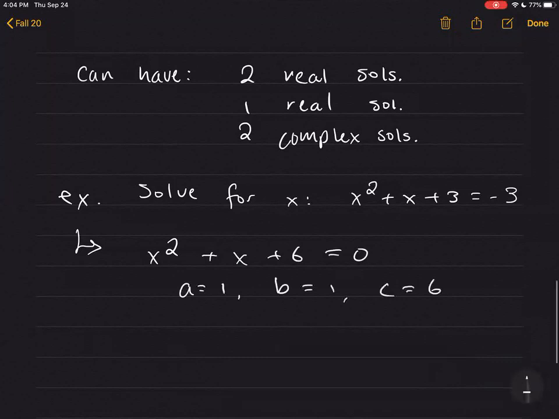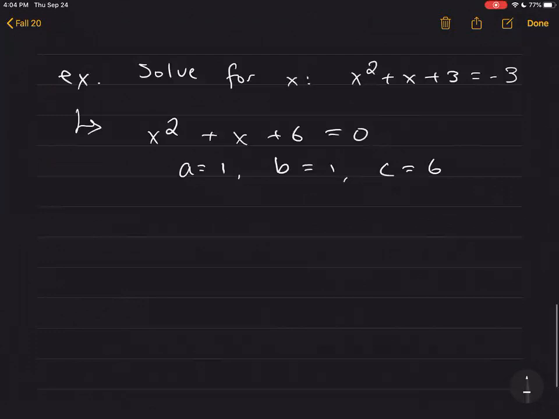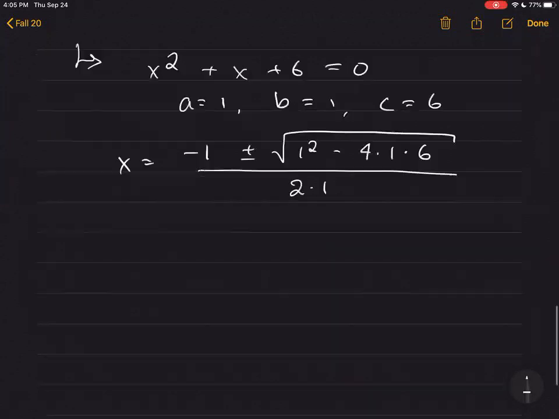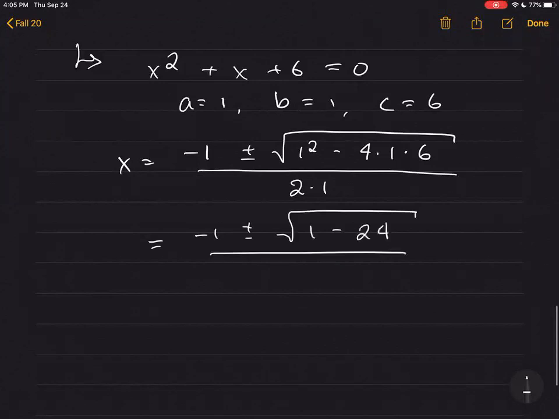So if we use our quadratic formula, we get x equals negative b, which is negative 1, plus or minus the square root of b squared, which is 1 squared, minus 4 times 1 times 6, a times c, all over 2 times a, 2 times 1. And if we simplify this down a little bit, we get negative 1 plus or minus the square root of 1 minus 24, and then all over 2.